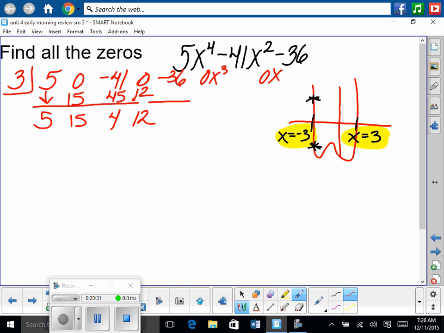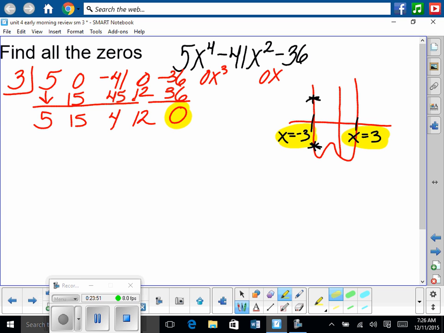12 times 3 is positive 36. Add straight down, we get 0. Your remainder better be 0, or you've done something wrong. So either you forgot your zeros in here, or you've just done synthetic division wrong. See how I knew? Because I multiplied this and put a 20, and my remainder didn't come out as 0. So where did I mess up here?